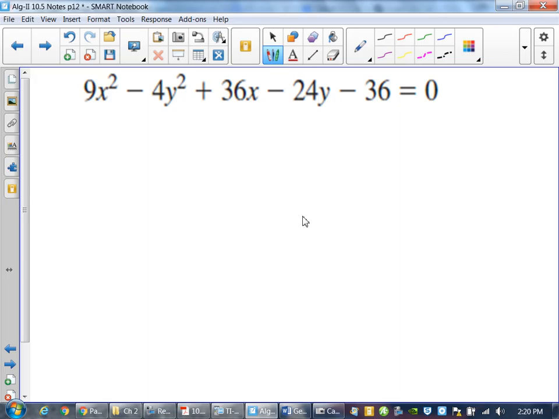So here's what happens. What they do here is they put this into a descending order. What you're going to do is you're going to create perfect squares out of it.